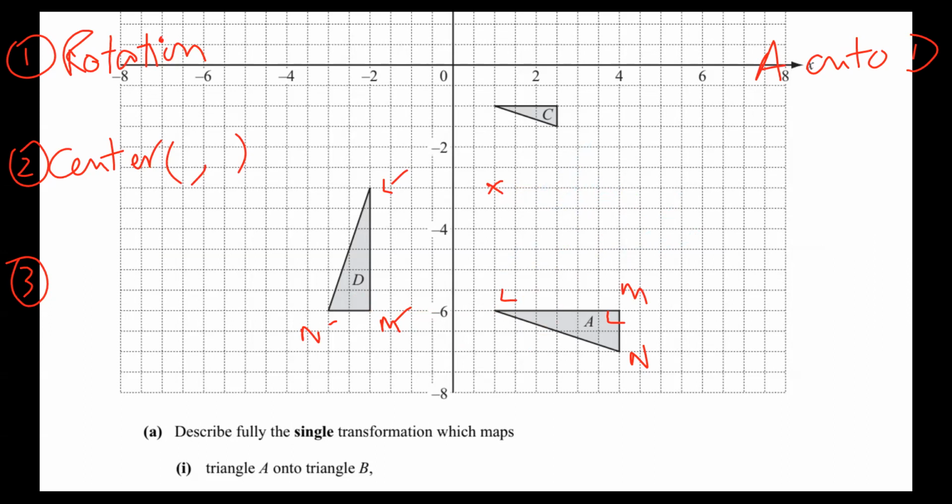But let's try the last point. I try with N now. So let's talk about N. Where's N? N is here. Where's N dash? N dash is here. So let's see.